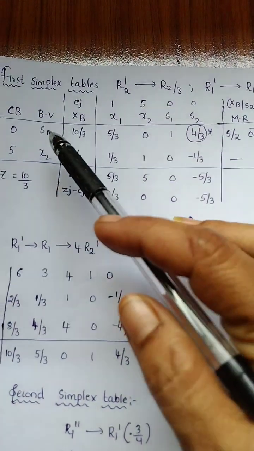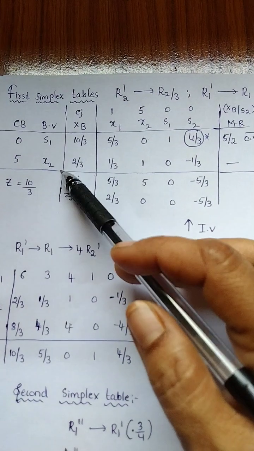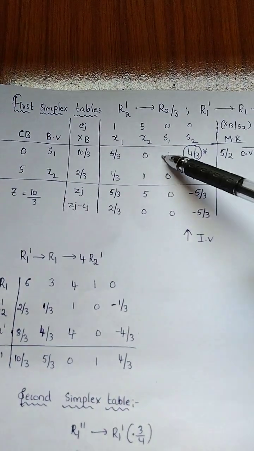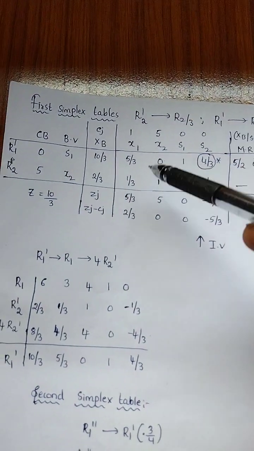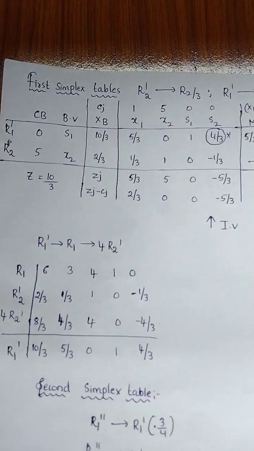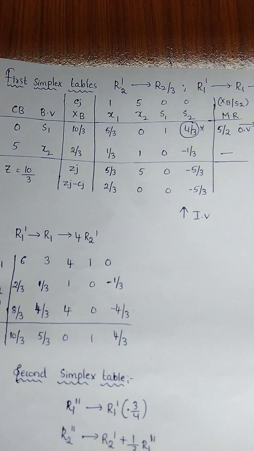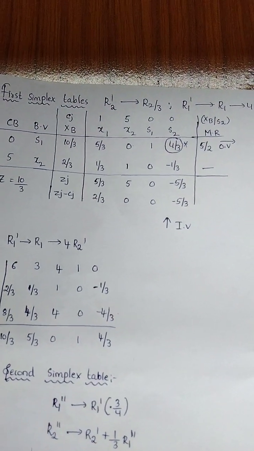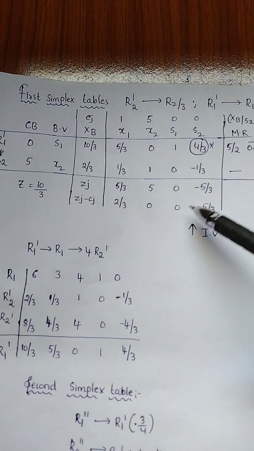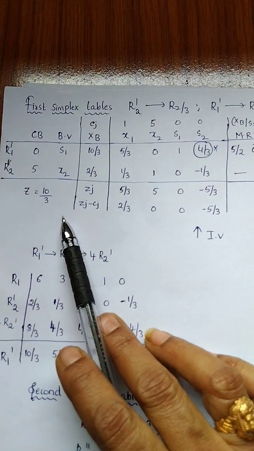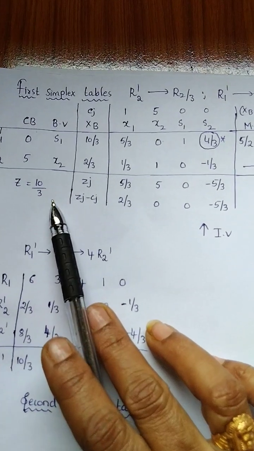See, what are the basic variables? s1 and x2. s1 is 1, 0 and x2 is 0, 1. It should follow an I2 matrix, that is the identity matrix with 2 by 2 values. Now, again you have to find the value of Z. Z is nothing but the summation of cb xb. You got 10 by 3.